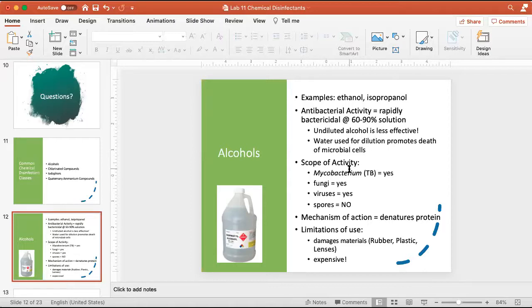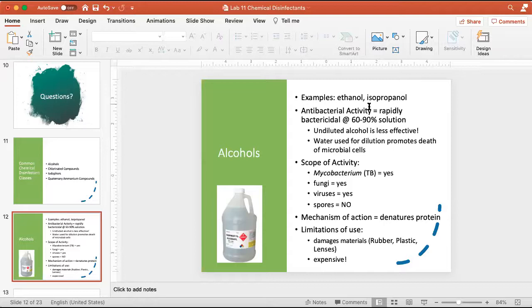Undiluted alcohol is just less effective as a disinfectant. And that seems bizarre to people. They want to believe that, if 70% is good, then 100% must be better. But the truth is, the water that we add to the alcohol to dilute it actually helps the alcohol do a better job. So you really do have to dilute it in order to use it as a disinfectant.